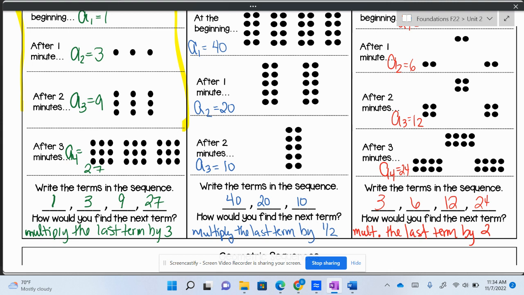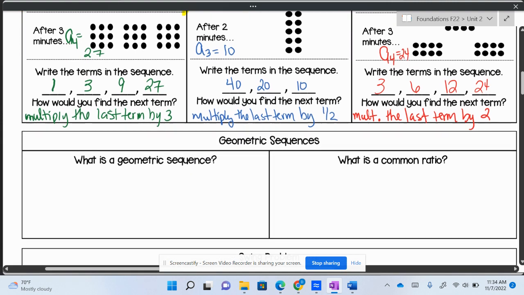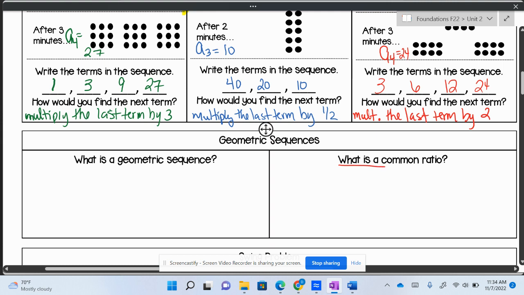Does that make sense? So there's this number at the bottom: multiply the last term by 3, multiply the last term by 1/2. This thing that we're talking about is called a common ratio.